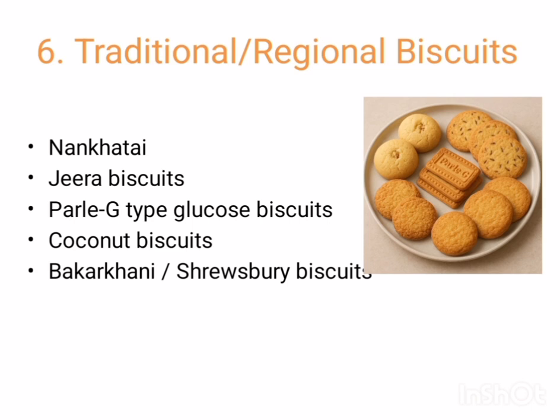Next is jeera biscuit. So cumin seeds are present on top of these biscuits, or it is flavored with cumin seeds, a light crispy biscuit flavored with cumin seeds. So that's why this biscuit is called a jeera biscuit. Next is Parle-G type glucose biscuits.